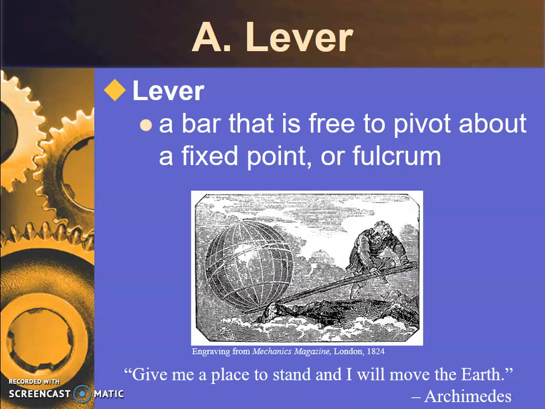So first we'll start with, what is a lever? It is a bar that is free to pivot about a fixed point, and that fixed point is known as a fulcrum. There's a famous quote by Archimedes that said, "Give me a place to stand and I will move the earth," because levers make lifting heavy objects much easier because of the mechanical advantage that they provide.